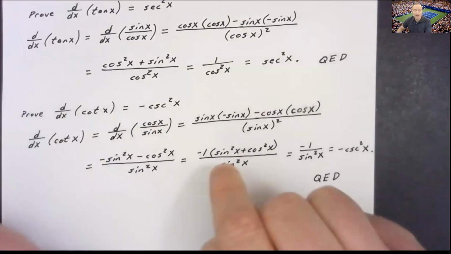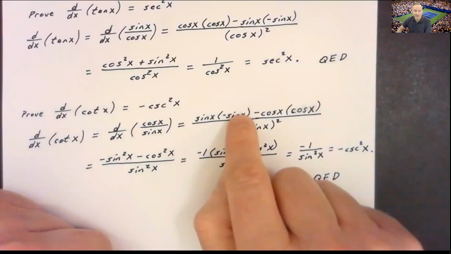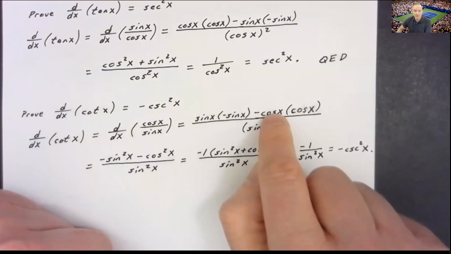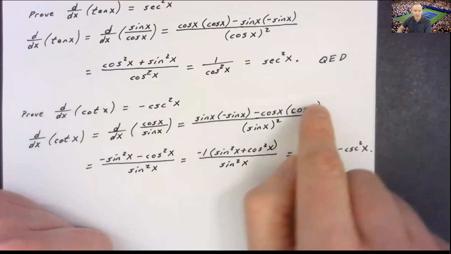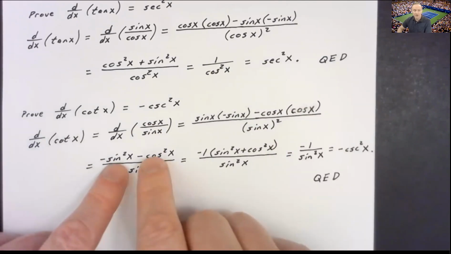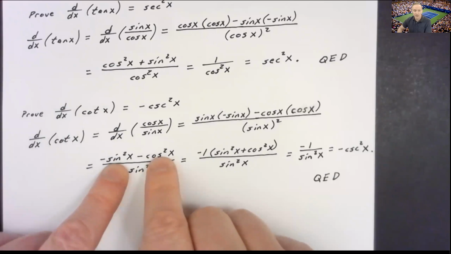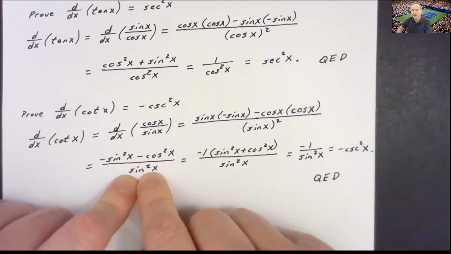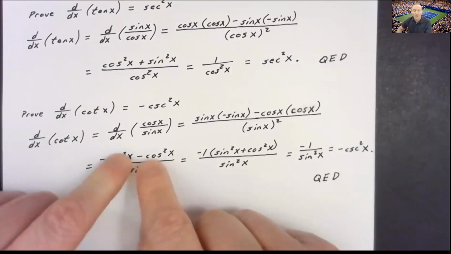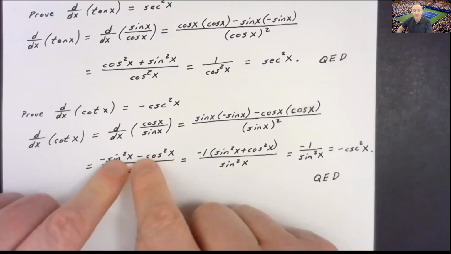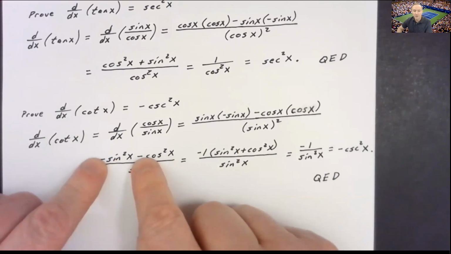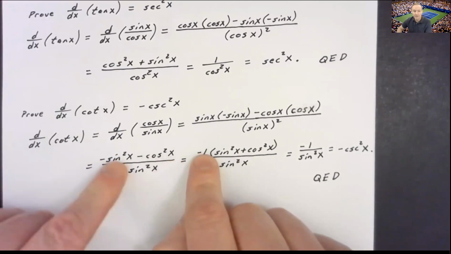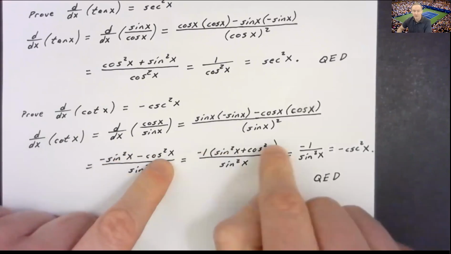It's similar to the last one, except this is going to be a negative sine squared x, and this is going to be minus cosine squared x. So I have negative sine squared x minus cosine squared x all over your denominator squared, which is better written as sine squared x. Then in that numerator, I could factor out a negative 1. If I did that, it would give me a positive sine squared plus cosine squared.